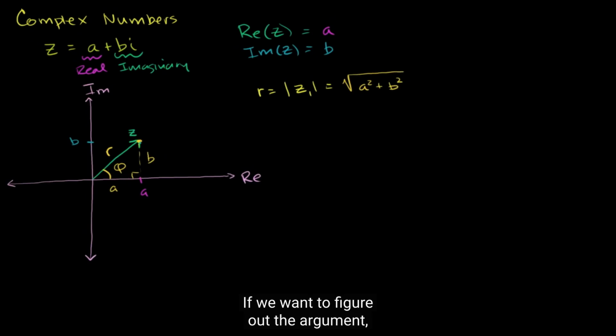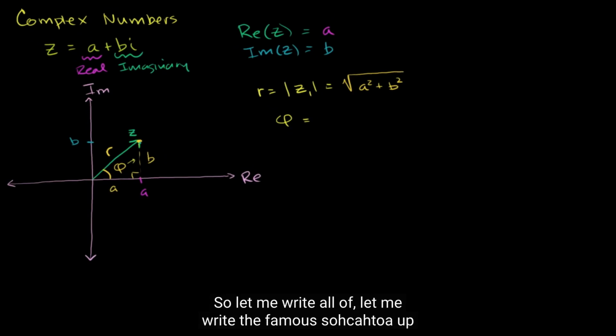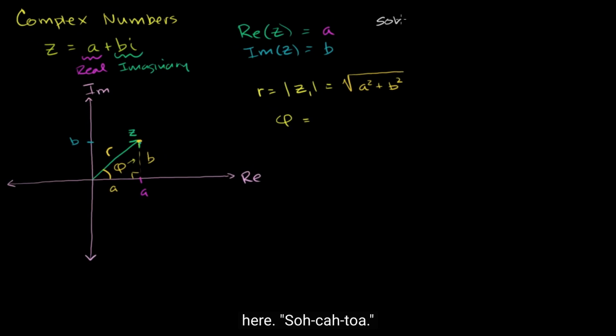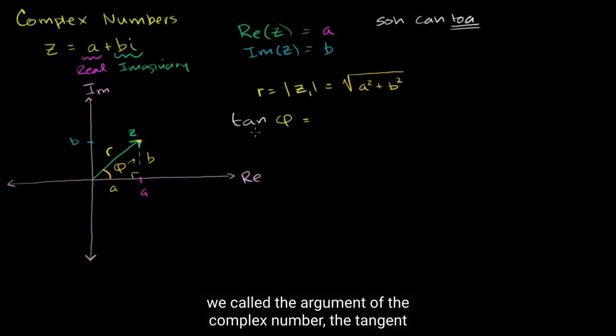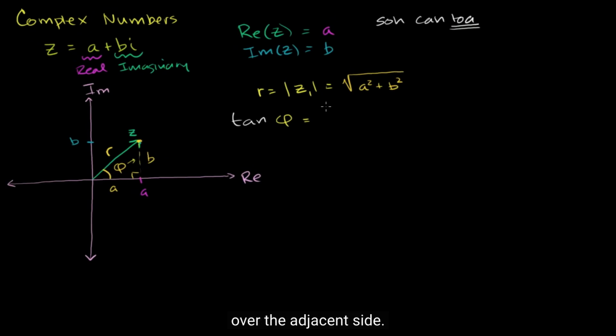If we want to figure out the argument, this is going to be equal to what? So let's think about this a little bit. We have b and a. So what trig function deals with the opposite side of an angle and the adjacent side? So let me write the famous SOHCAHTOA up here. Tangent deals with opposite over adjacent. So the tangent of this angle, which we call the argument of the complex number, the tangent of the argument is going to be equal to the opposite side over the adjacent side. It is equal to b over a.